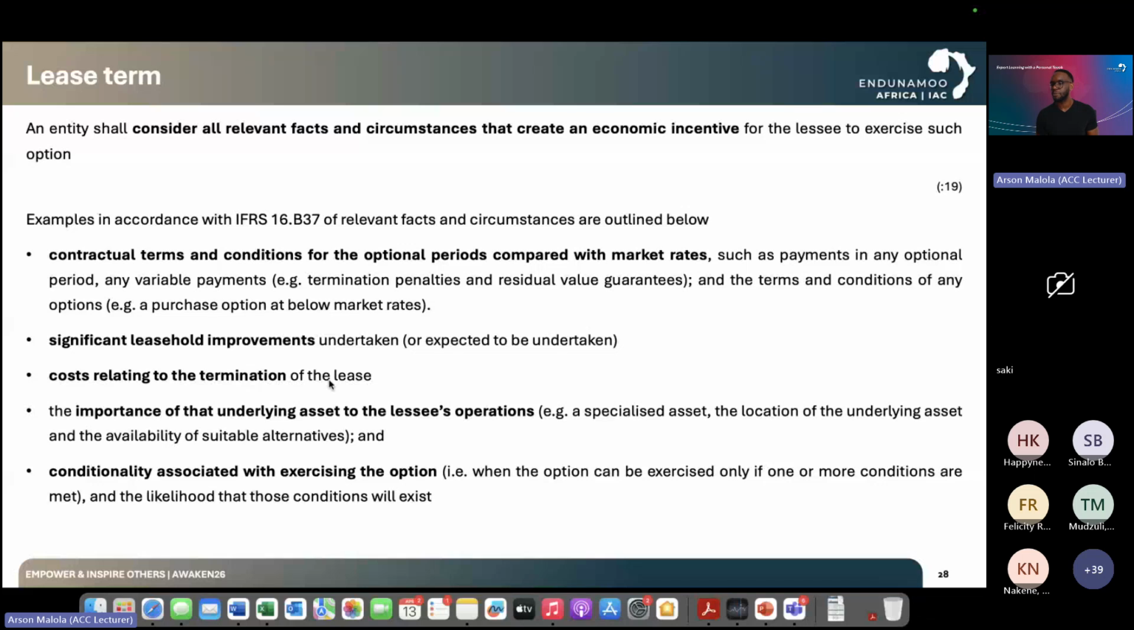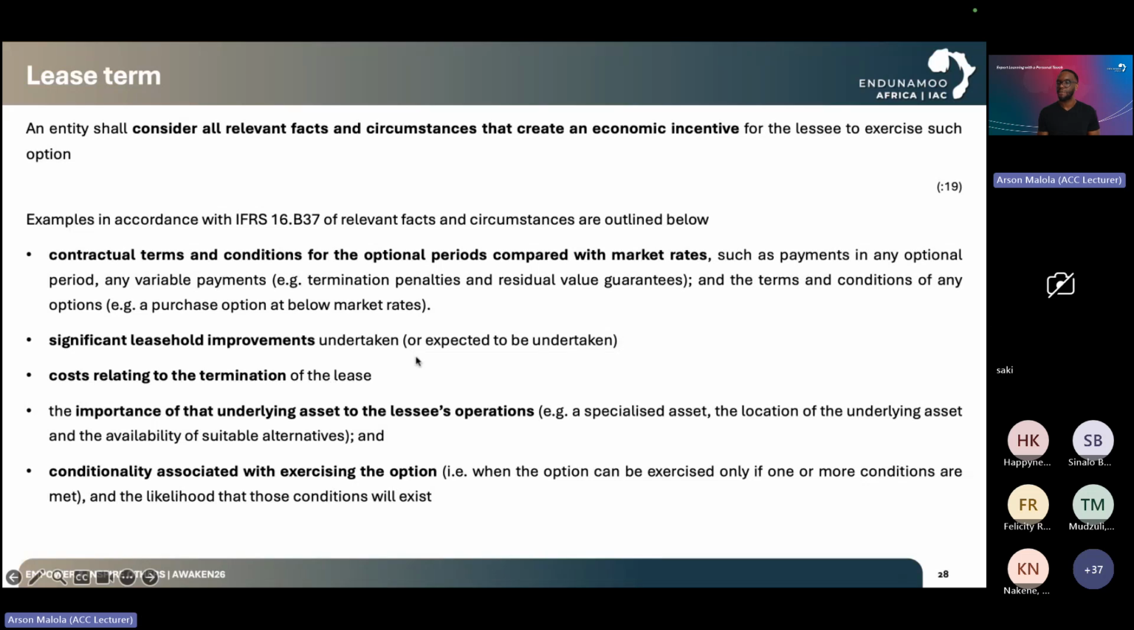So what are all the factors you need to consider? You need to consider whether the option is at market rates. You need to consider whether significant leasehold improvements have been made by the lessee. The more improvements made, the more money spent on this asset, the more likely they're going to renew a lease. The more expensive it is to terminate a lease, the more likely the lessee won't. Like the example I used earlier on, if an asset is extremely important to the lessee's operations, the more likely they'll extend the lease. And the more conditionality or the more complex it is to exercise an extension option, the more likely that a lessee won't. So these are all the acumens that come into play when you're performing this particular analysis.